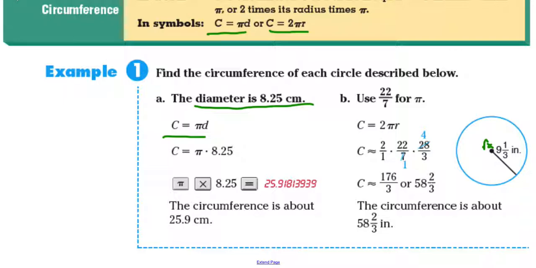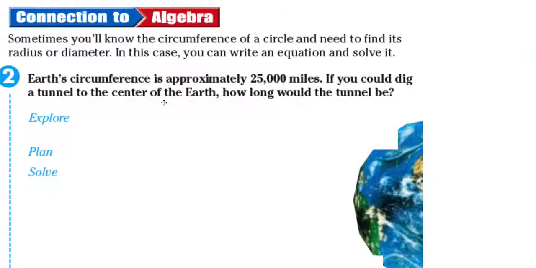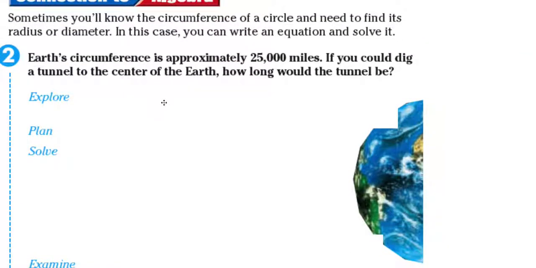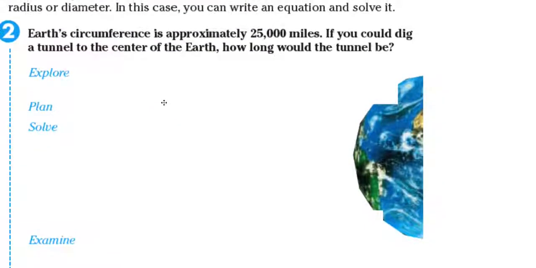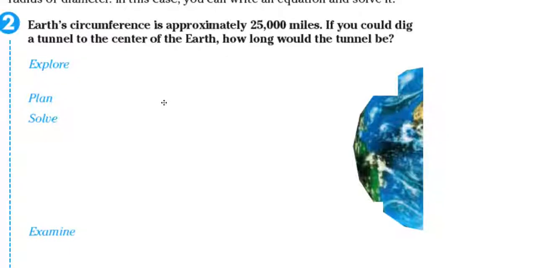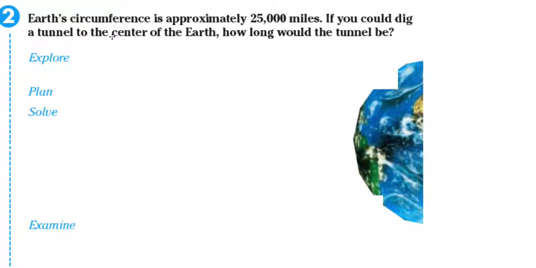Okay, let's take a look at the last example, connection to algebra. Sometimes you know the circumference of a circle and need to find its radius or diameter. In this case, you can write the equation and solve it. Earth's circumference is approximately 25,000 miles. If you could dig a tunnel to the center of the Earth, how long would this tunnel be? We want to find out, when you dig a tunnel all the way to the center of the Earth, how long will that tunnel be?